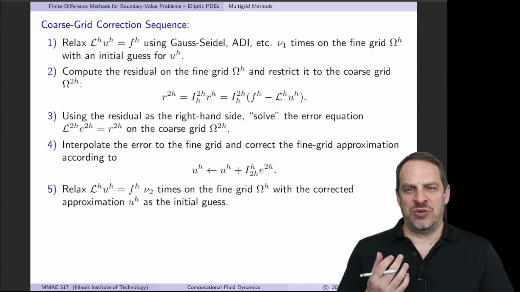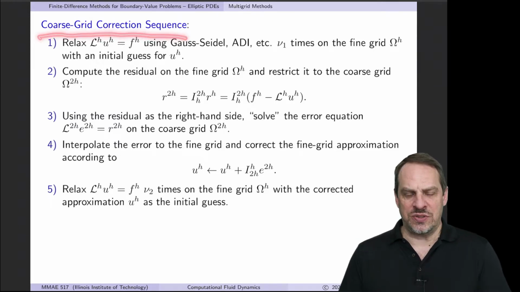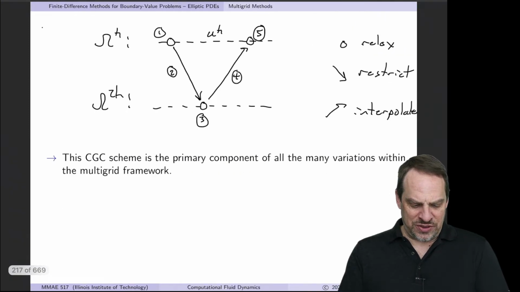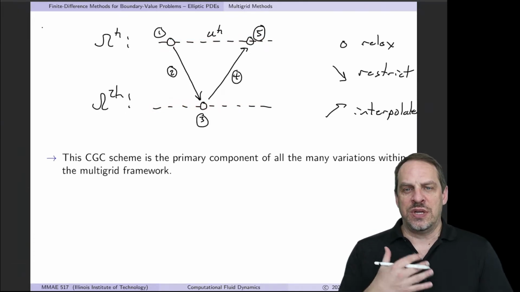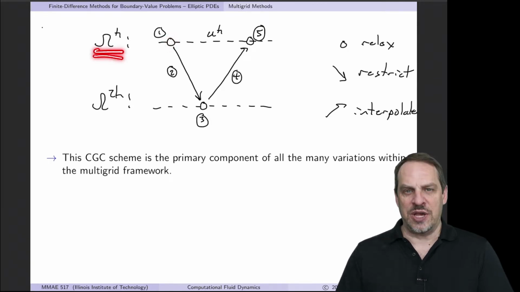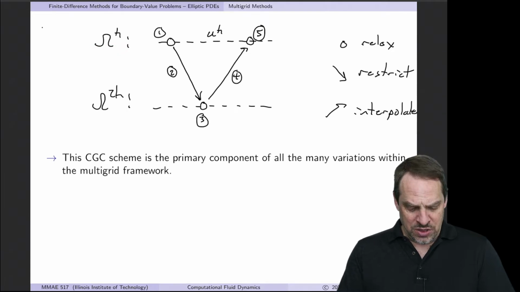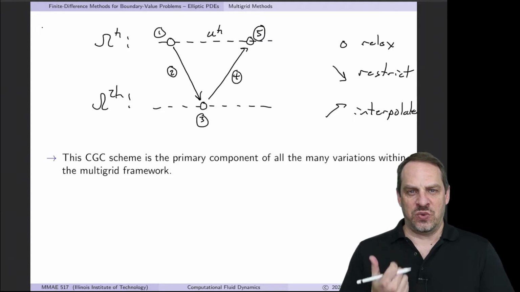We're talking about the multigrid method. In the last video, we focused on the coarse grid correction sequence, which is a 5-step process going between two grids. Let me just summarize it again for you as the basis for our discussion in this video. So the first step is to relax on the fine grid. That's the capital omega H grid. And we relax on the original variable using LU = F, the original difference equation for U.